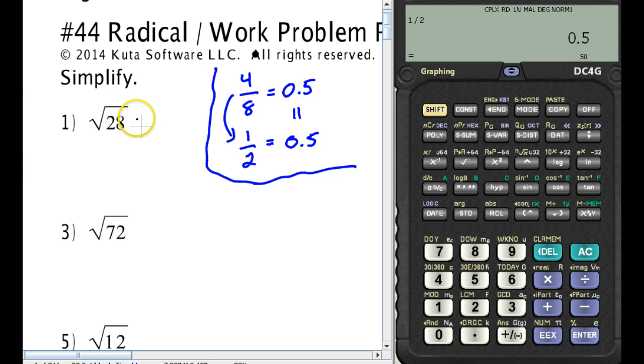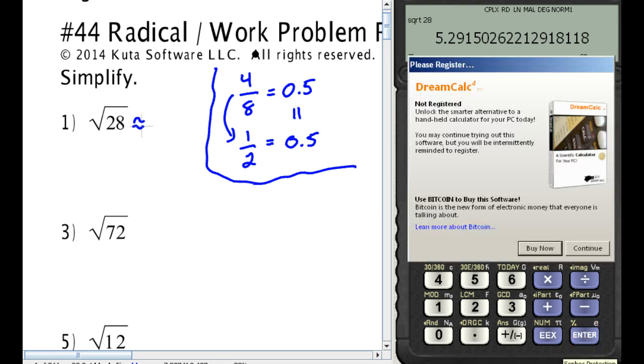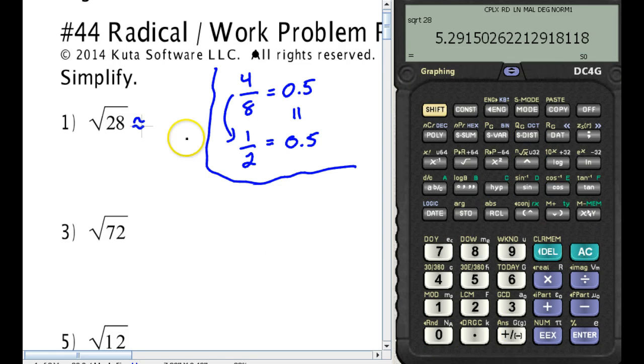So let's start off figuring out what root 28 goes to. So for mine, I put the square root of 28. Okay, and we're going to round to the nearest tenth, and this will equal 5.3.